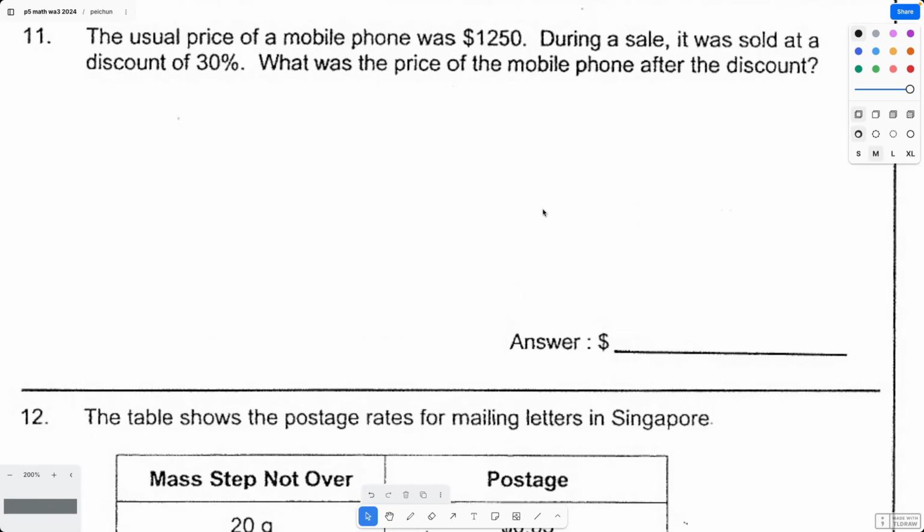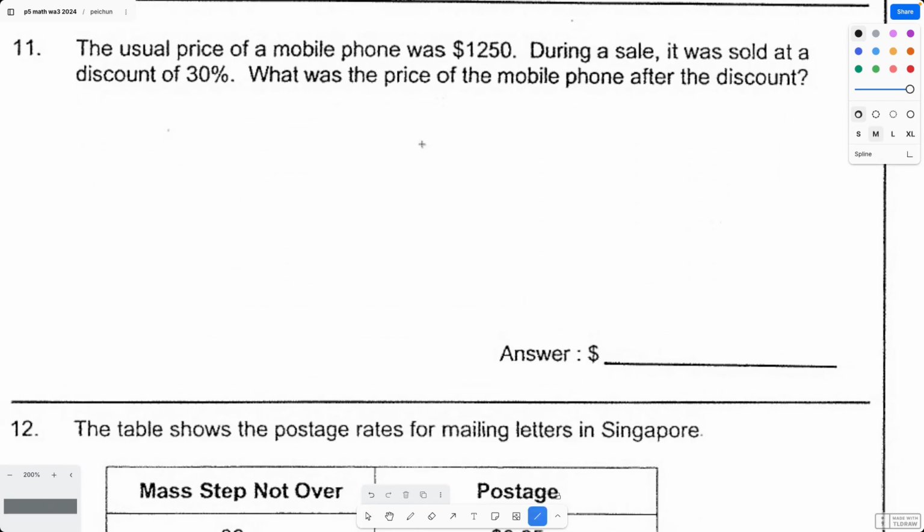Question 11. Okay, so in this case, it says here the usual price of a mobile phone was $1,250. During a sale, it was sold at a discount of 30%. What's the price of the mobile phone after the discount?